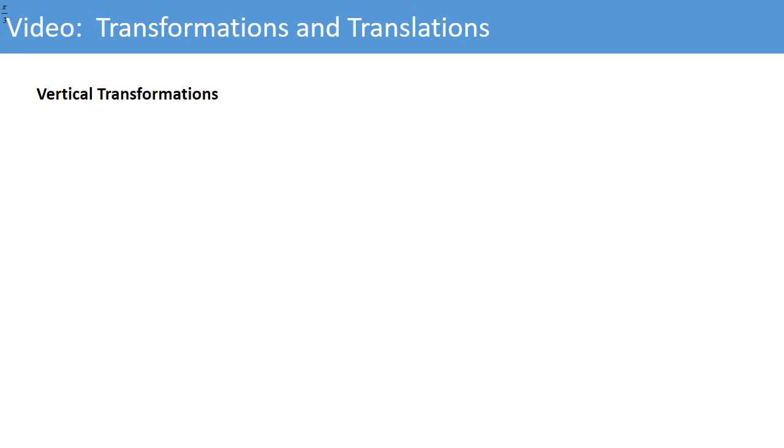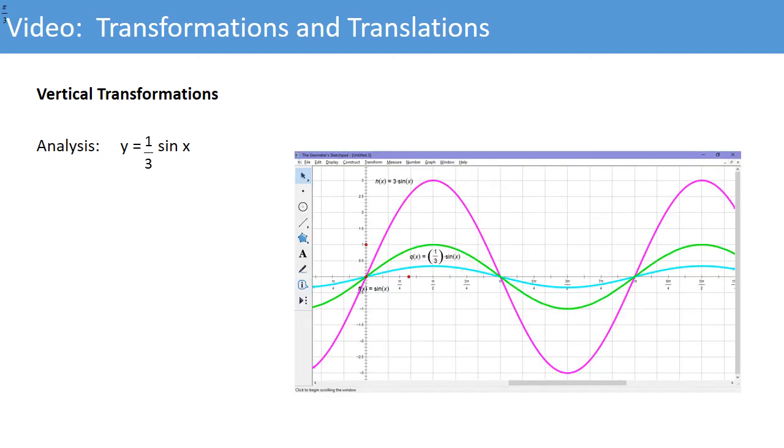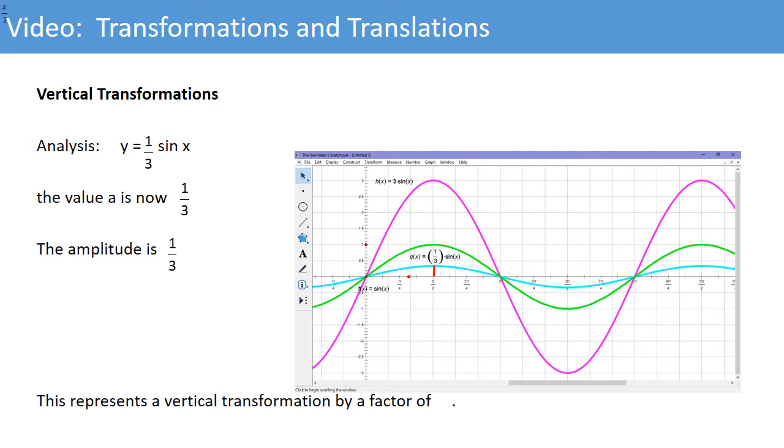Now, let's look at another vertical transformation. Y equals 1/3 sine x. This is shown in the graph by the aqua turquoise color. The value of A is now 1/3. The amplitude, as shown in the diagram, is 1/3. Yes, they match. The amplitude is 1/3, A is 1/3. This represents a vertical transformation by a factor of 1/3.